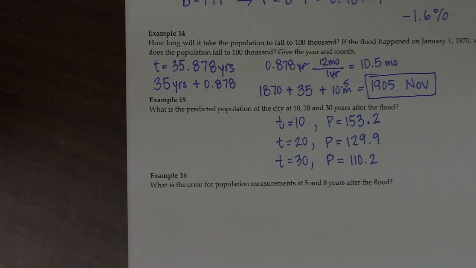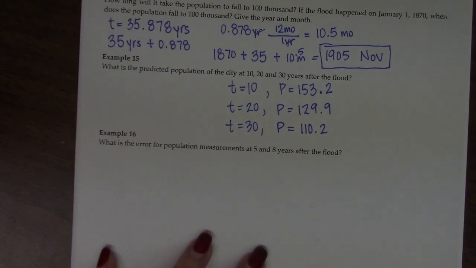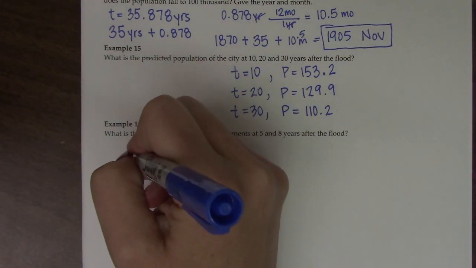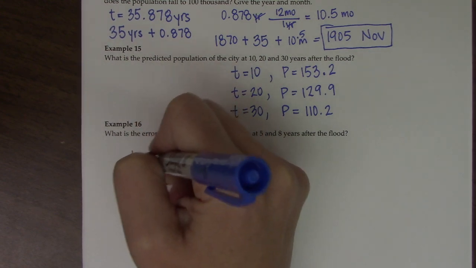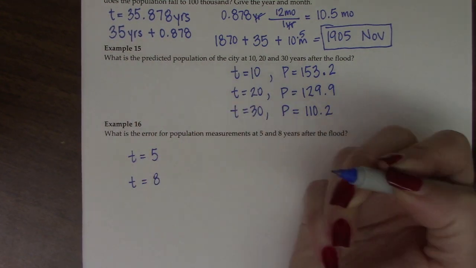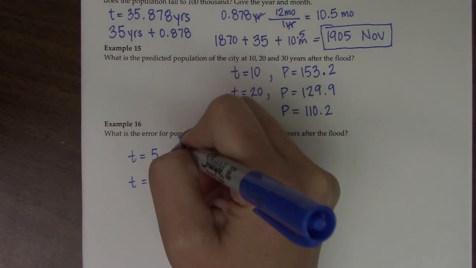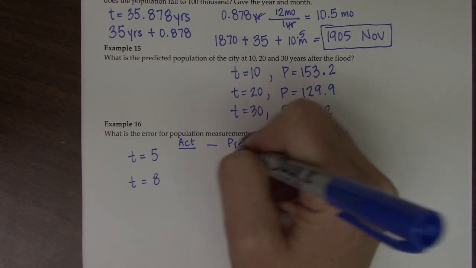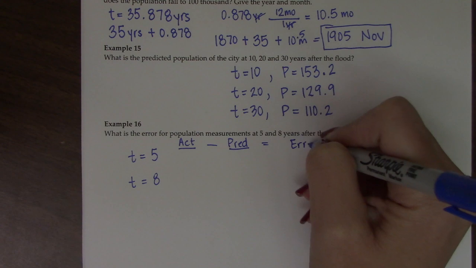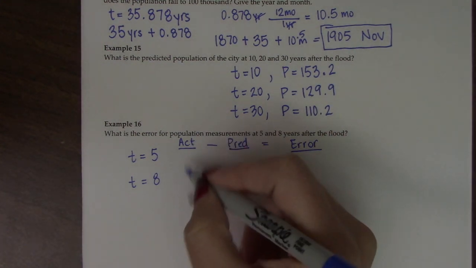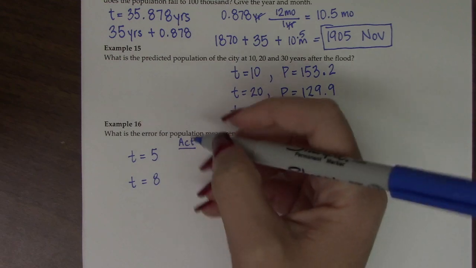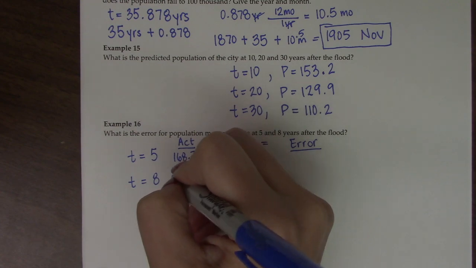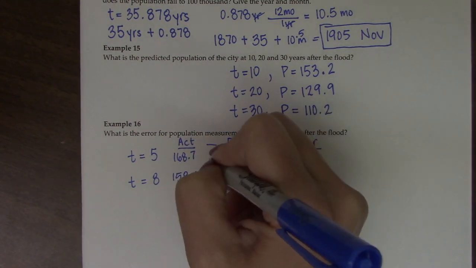The last question says, well, what is the error for the population at 5 years and 8 years after the flood? In order to measure this, we need to check T at 5 and T at 8. And error is the actual value minus the predicted value, and that's going to give me my error. The actual values we just pull off the table. So at T equals 5 years, we had 168.7, and at T equals 8 years, we were at 158.1.